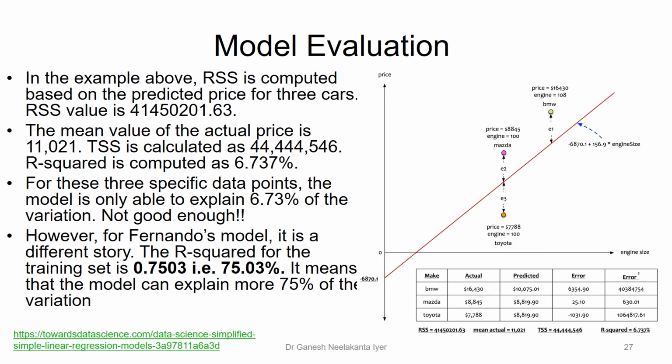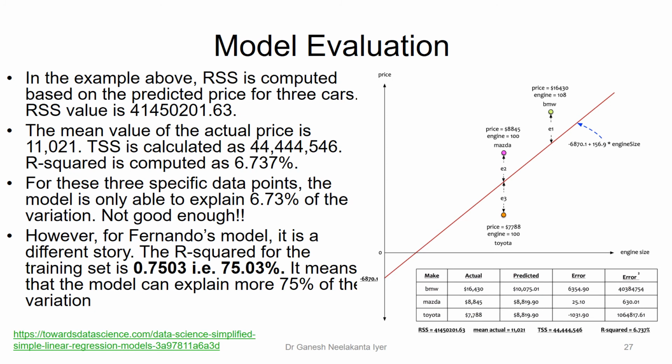In our previous example, RSS is computed based on the price of the 3 cars, and the value is something like this. The mean value of the actual price is 11,021. Finally, R squared is computed as 6.737. For these 3 data points, the model is only able to explain 6.73% of the variation, which is not good enough.